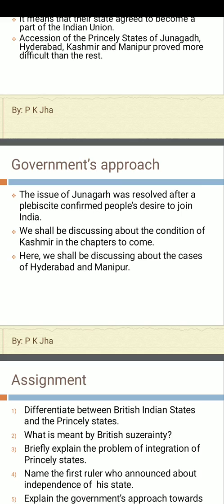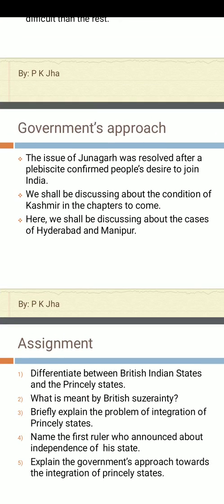Fine, children. Hope you enjoyed the lesson. Now here are some very simple questions for you. Differentiate between the British Indian states and the princely states. Explain the meaning of British suzerainty. Explain the problem of integration of princely states. Who was the first ruler to announce the independence of his state? And you need to explain the government's approach towards the integration of princely states.